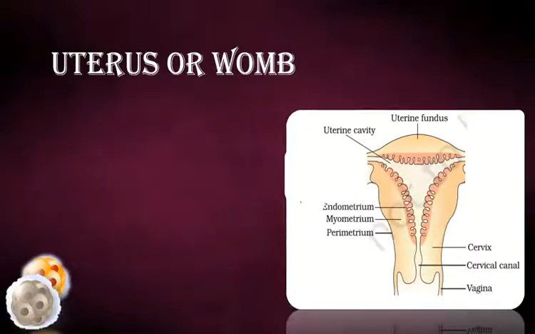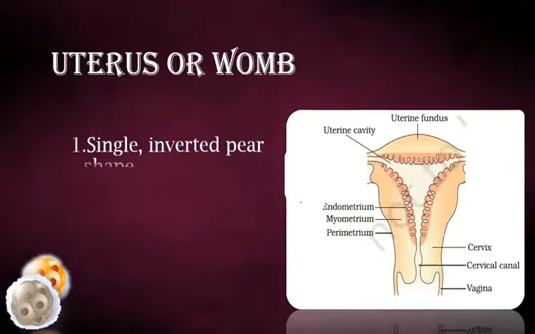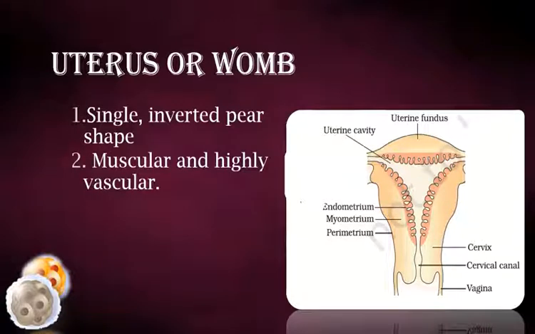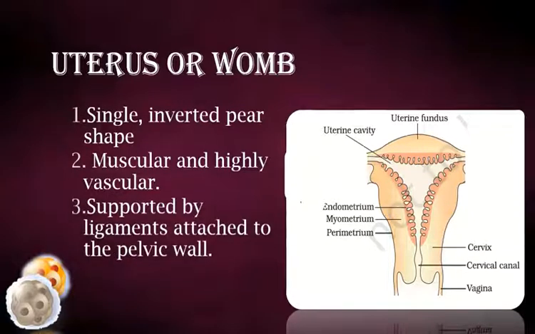The uterus or the womb. It is single, inverted, pear-shaped, muscular and highly vascular, and it is supported by ligaments attached to the pelvic wall.